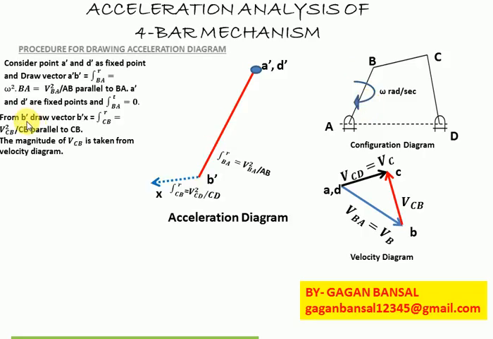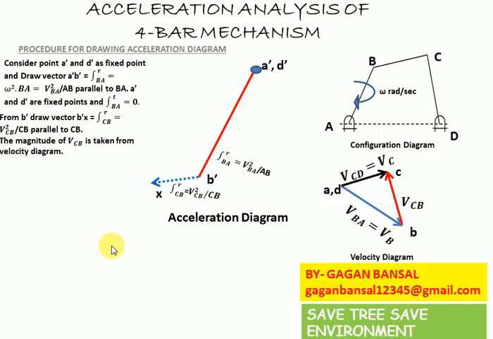Now second step, from B dash draw vector B dash x, which is equal to f radial CB, which is equal to v square CB upon CB, and it is parallel to link CB. The magnitude of VCB is taken from the velocity diagram, that is vector BC.